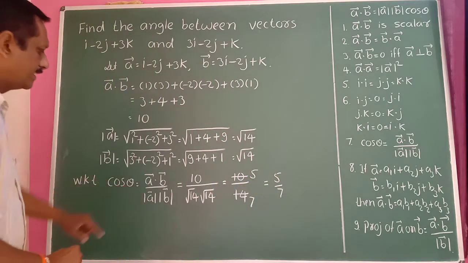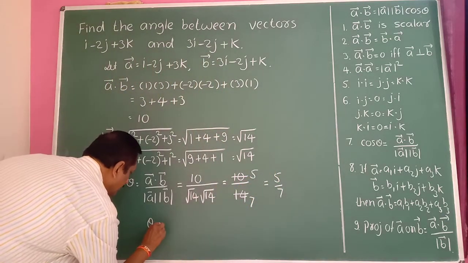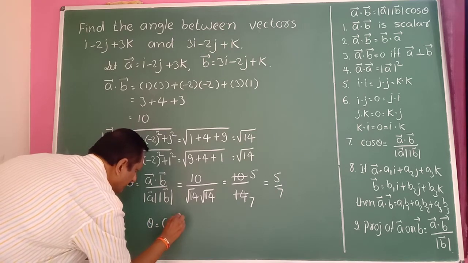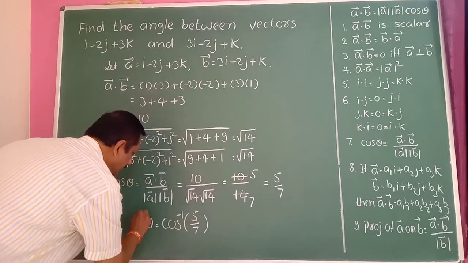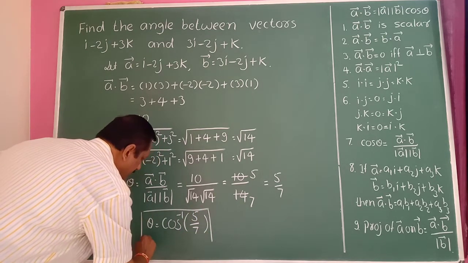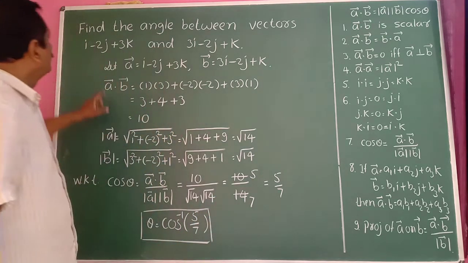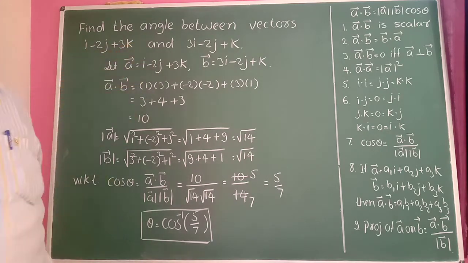This is equal to 5 divided by 7. Take the cos to the right hand side, so theta is equal to cos inverse of 5 divided by 7. So this is the answer. This is the angle between the two given vectors.